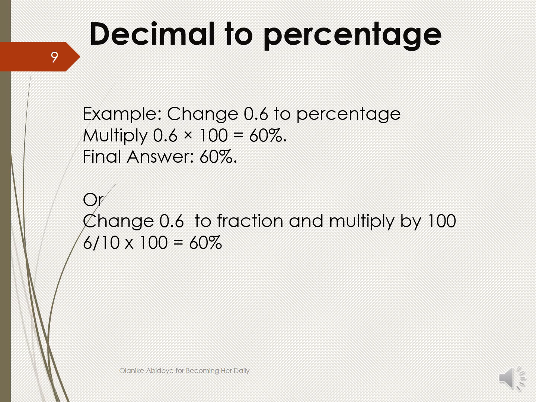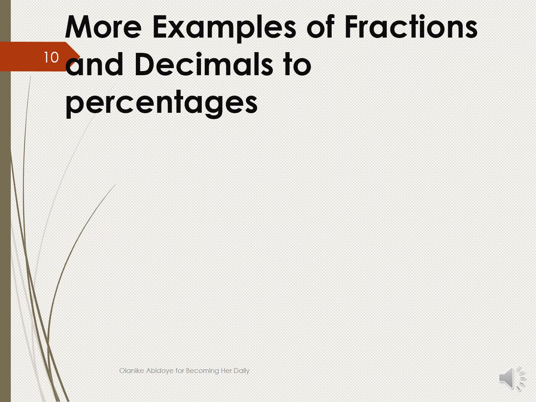So when you say 6 over 10 times 100, then you can divide 100 by 10, that will be 10. Then we have 6 times 10 to give us 60. Or we can just use our calculator and say 0.6 multiplied by 100, and that will give us our 60% as a decimal. The next one, we have more examples of fractions and decimals to percentages.